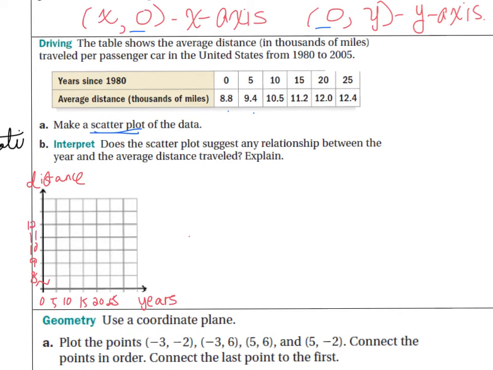Okay, and I'm going to start plotting my points. 0, 8.8. 5, 9.4. 10, 10.5. 15, 11.2. 20, 12. 25, 12.4. Part B. Does the scatter plot suggest any relationship between the year and the average distance traveled?